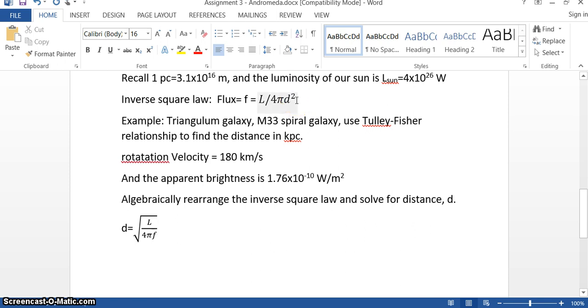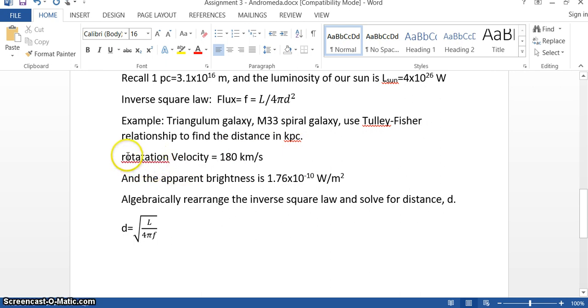All right, so let's get into this. This example is for the galaxy Triangulum, which is actually called M33. It is a spiral galaxy. It's actually in the same direction as Andromeda, the one that we're actually going to use. So we're going to use the Tully-Fisher relationship, and we're going to find the distance in kiloparsecs. Okay, so that's the key there. And I'd like you to do that also with the one for Andromeda. Okay, so just follow these steps and you'll be fine.